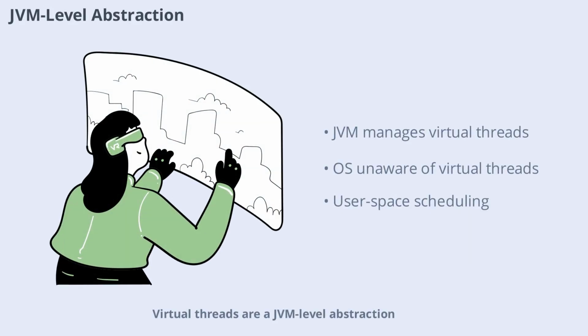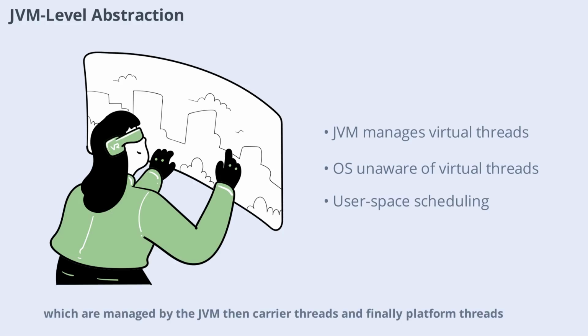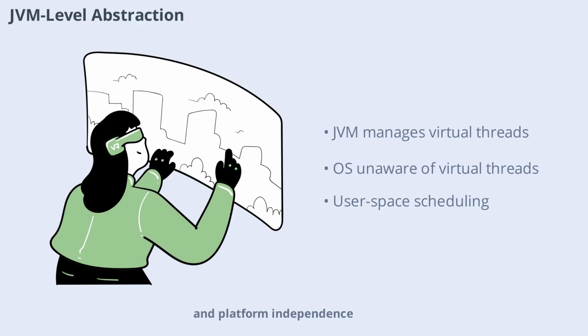Virtual threads are a JVM-level abstraction. The operating system has no knowledge of virtual threads, it only sees platform threads. Application code interacts with virtual threads, which are managed by the JVM, then carrier threads, and finally platform threads. This separation allows for user space scheduling, fast context switching, and platform independence.